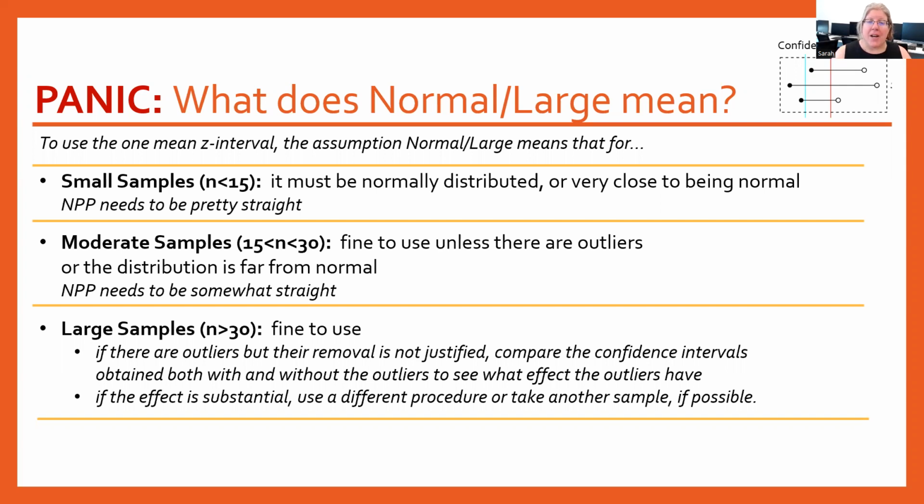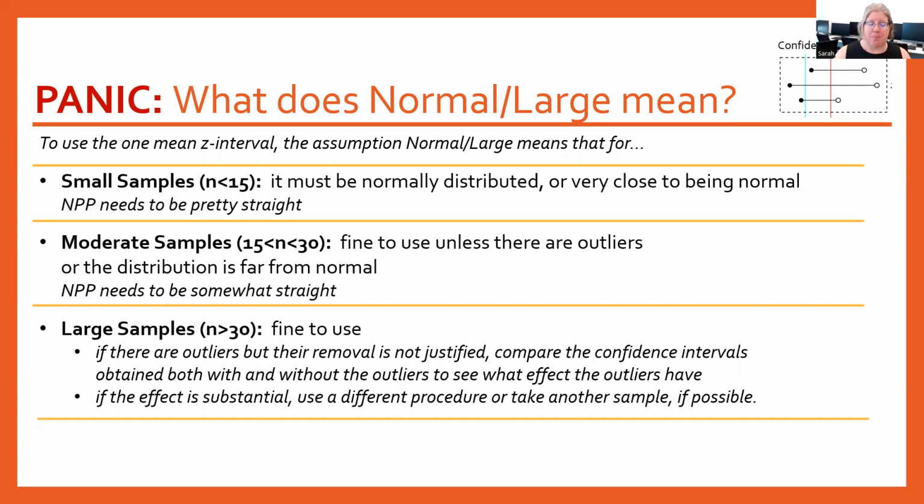If there are outliers and their removal is not justified, so in other words, it's not a typo or something that we can correct, then what you should do is make the confidence interval with the outliers and without the outliers, and then compare them like on a number line and see what impact those outliers are having on your interval. If it's a huge, substantial impact, you'd want to use a different procedure or take another sample if possible.